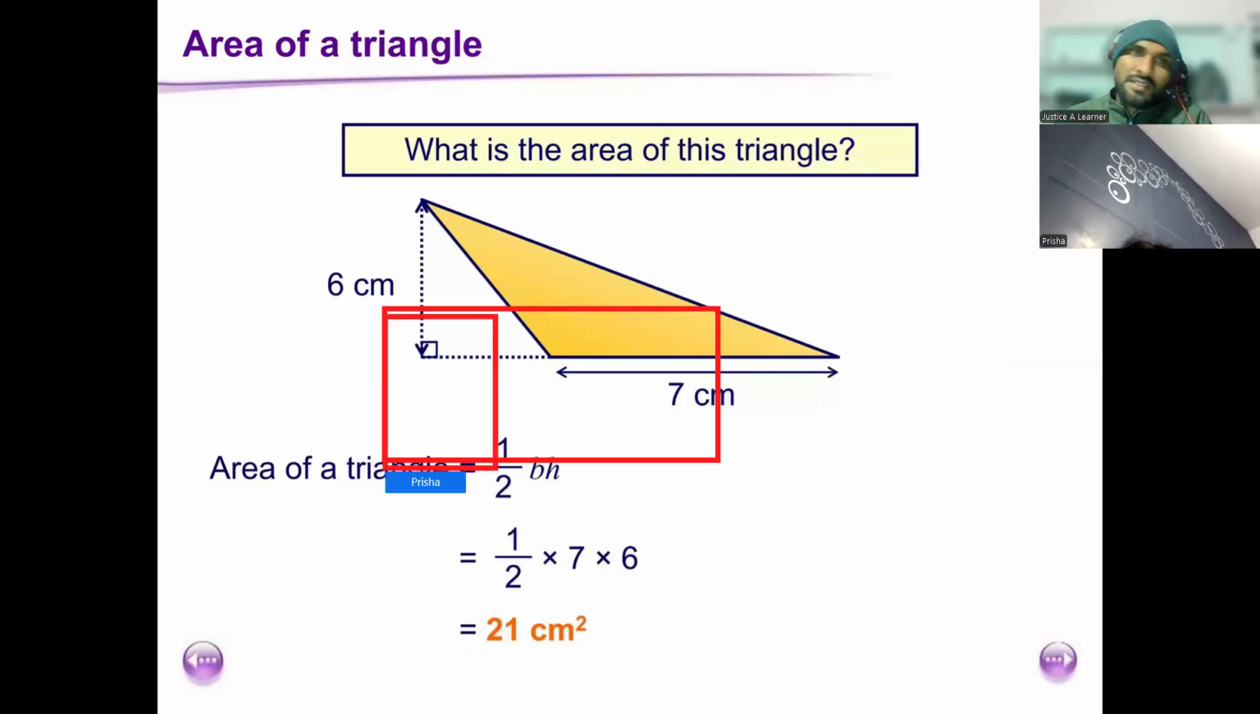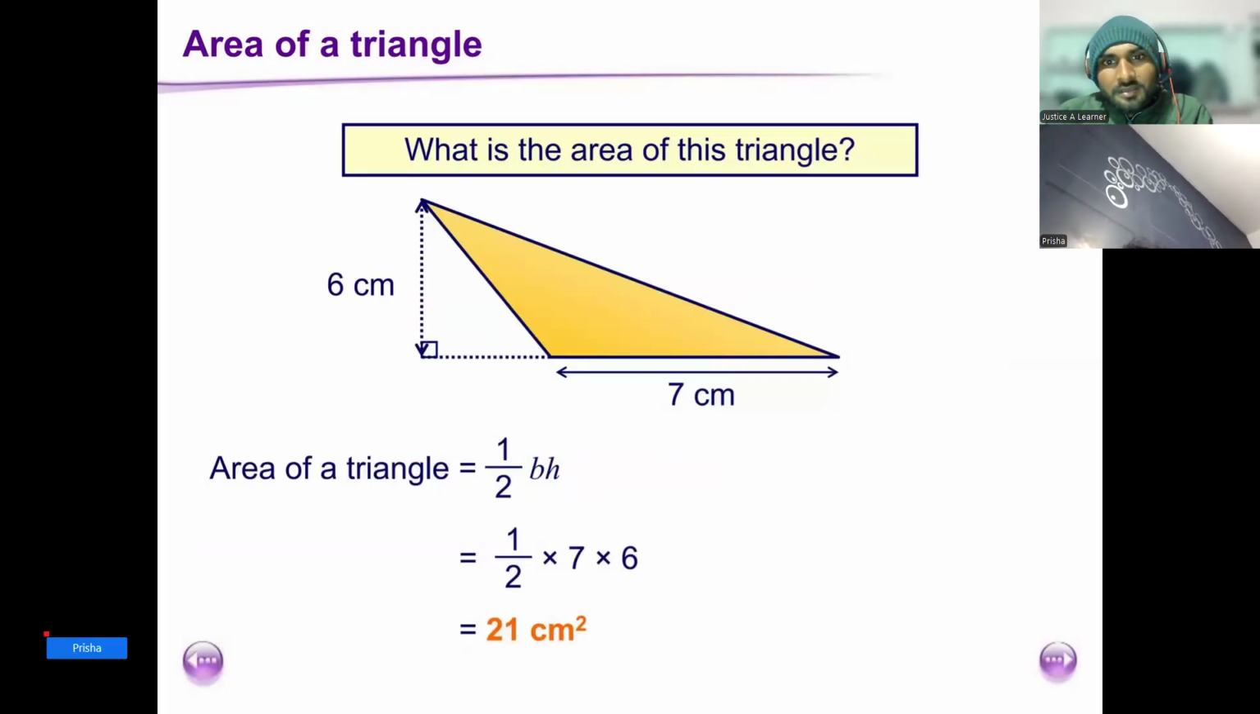So like you have seen here, this one. What is the area of this triangle?